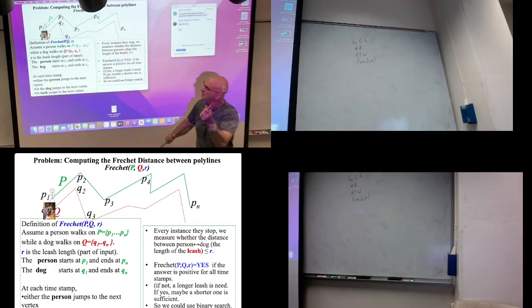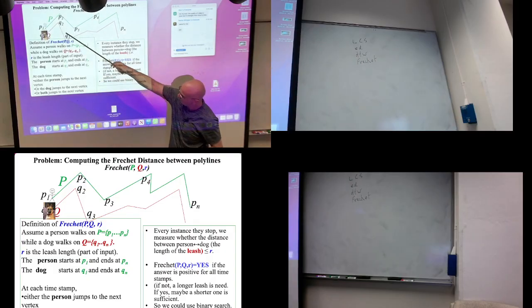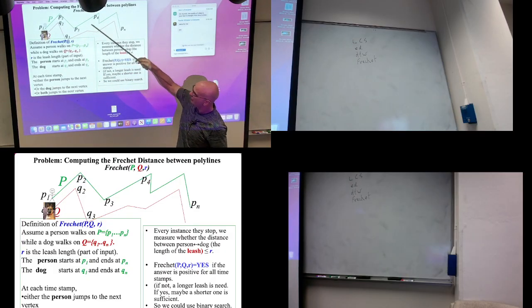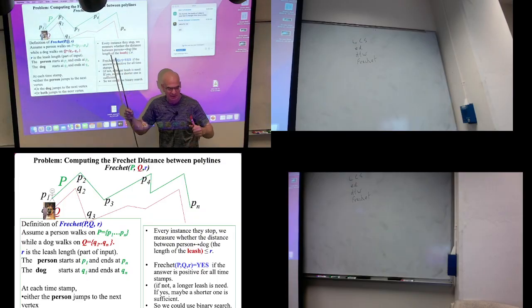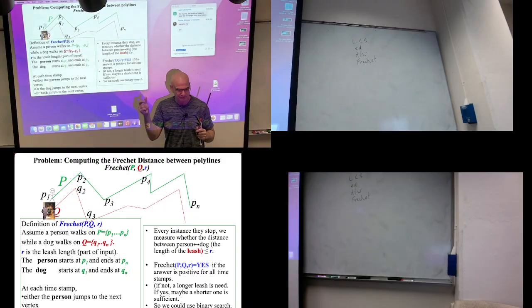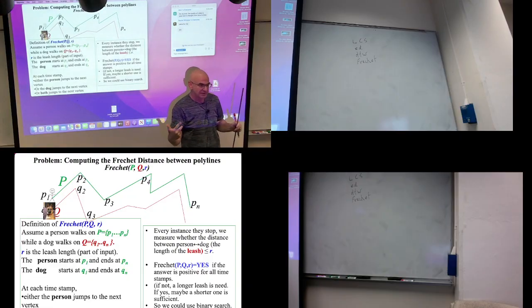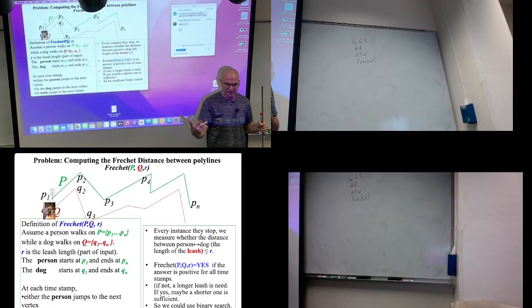can find a schedule of the dog and a schedule of the man. Schedule means at which time step which one of them jumps. At each time step they have the option of either staying still or jumping to the next vertex. In general, they have the option of either jumping together, or only the dog jumps, or only the person jumps, and we want to find the best schedule.